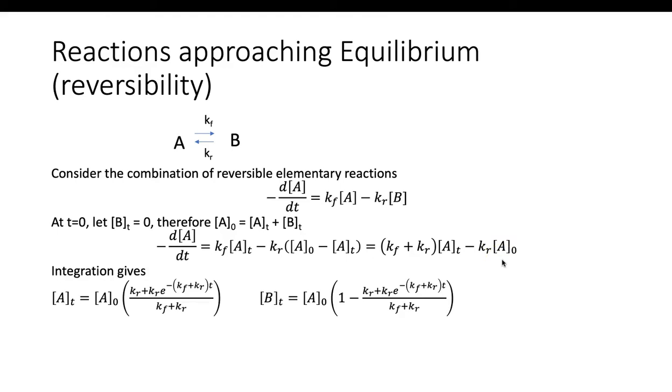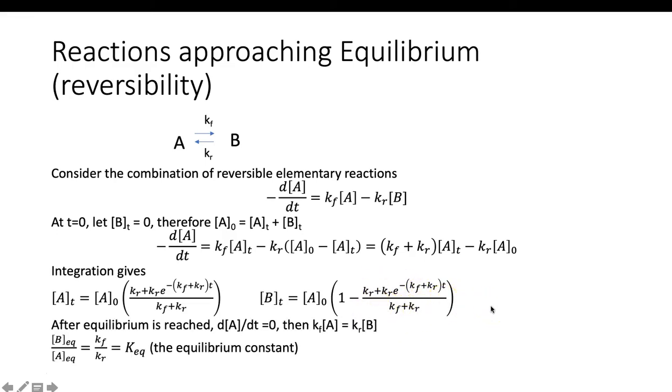So let's integrate this. Integration of this expression gives us A of t: our concentration at any time is the initial concentration times a series of rate constants, forward and reverse, and the exponential decay. And then we also can substitute in and solve for B, where it's the initial concentration times 1 minus this expression in terms of our rate constants.